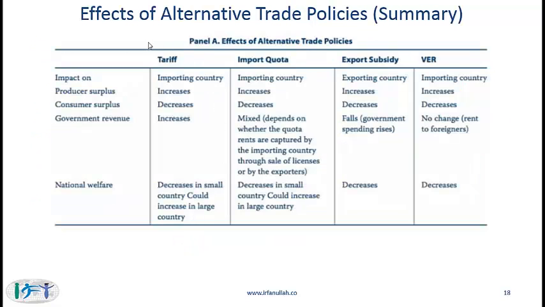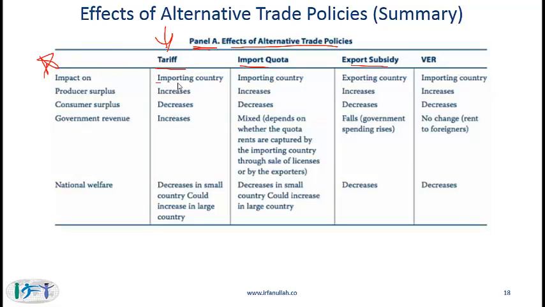Over here I have reproduced an exhibit from the curriculum, panel A and panel B. These panels summarize what we have talked about, and I think you should go over this material because this material is quite testable. I'll just help you read this. We are given the different sorts of restrictions. Let's look at the first one, a tariff.